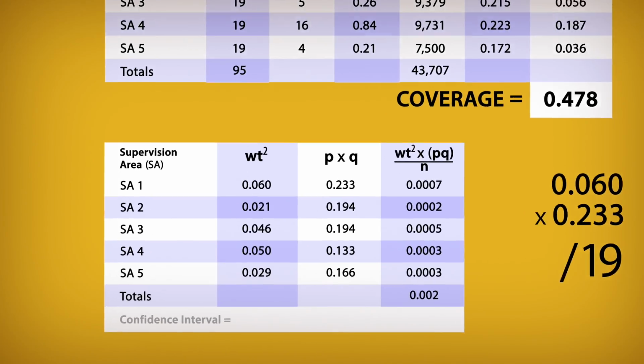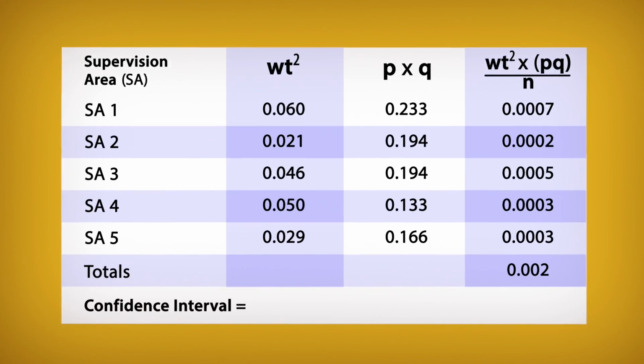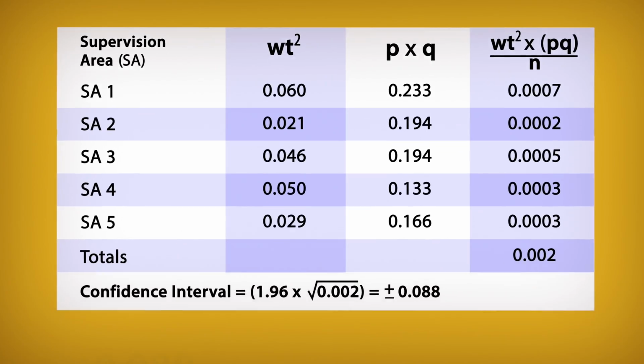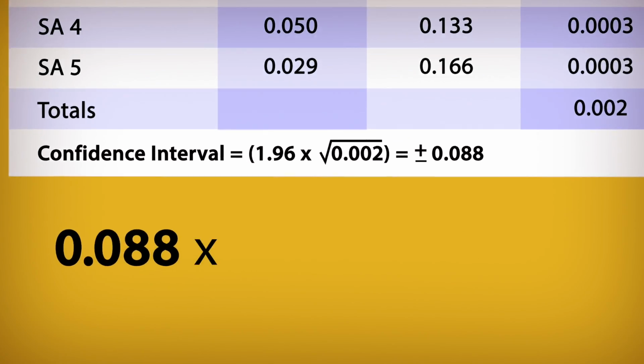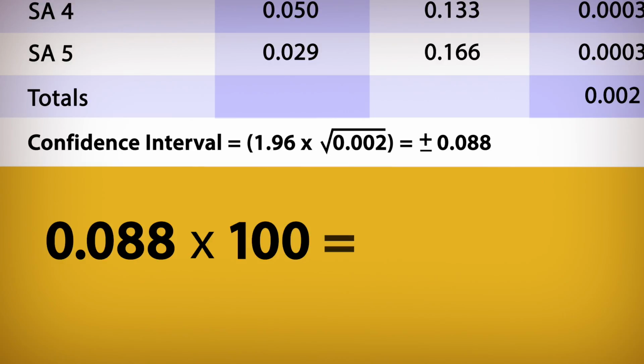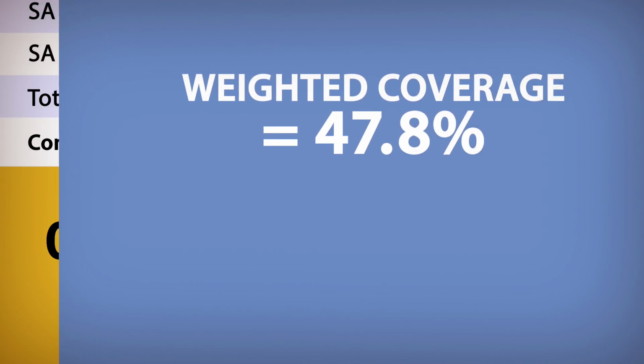Finally, we use this formula for calculating a confidence interval. 1.96, this is just the number we use to signify 95% confidence, multiplied by the square root of our total, in this case, 0.002. The answer here is plus or minus 0.088, rounded to 3 decimal places. Multiply this by 100, and we have a confidence interval of plus or minus 8.8%.